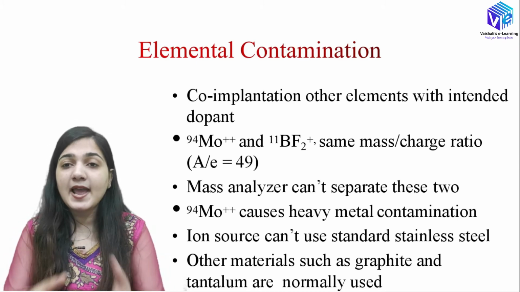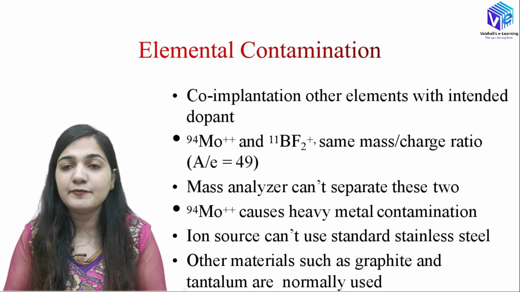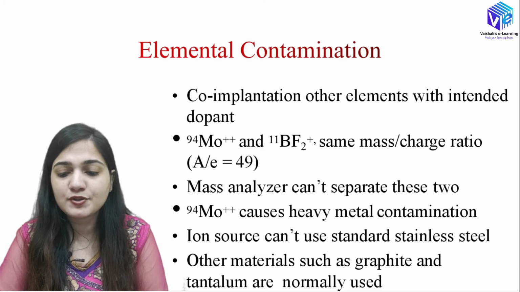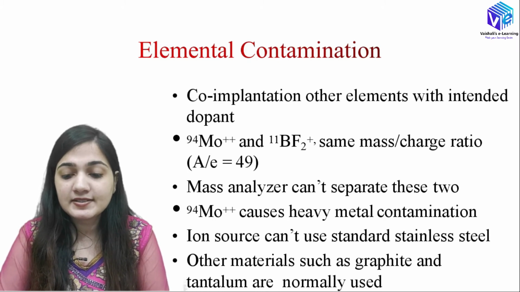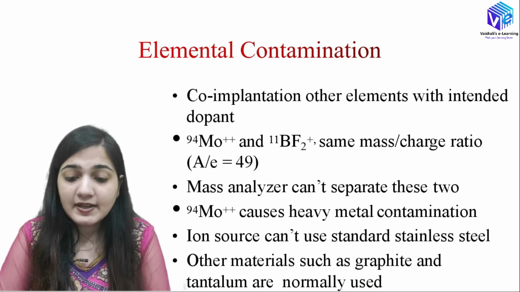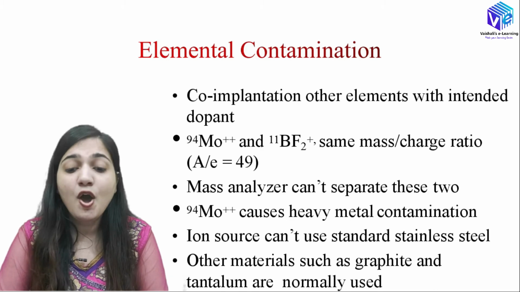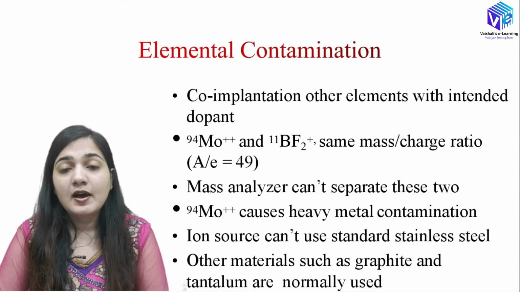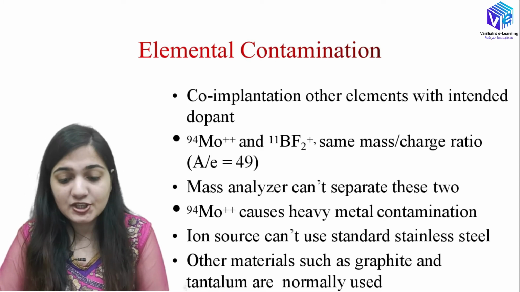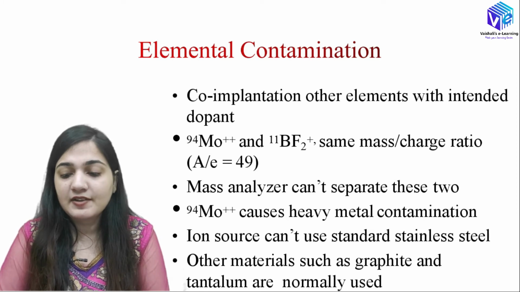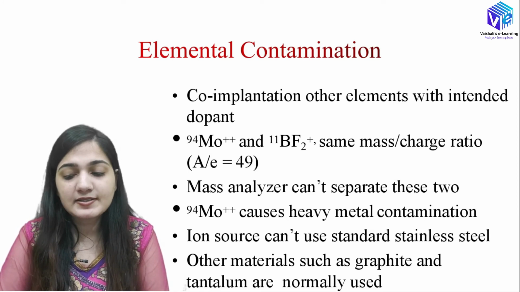In the ion beam I am supplying the contaminant. Now this molybdenum ion will go and contaminate the doped region. Okay, so the ion source can't use standard stainless steel, and because of that I will be having higher contamination, a heavy metal contamination of the molybdenum ion, if I am using BF2 positive and I am not using standard stainless steel. Okay, so other materials such as graphite and tantalum are normally used.